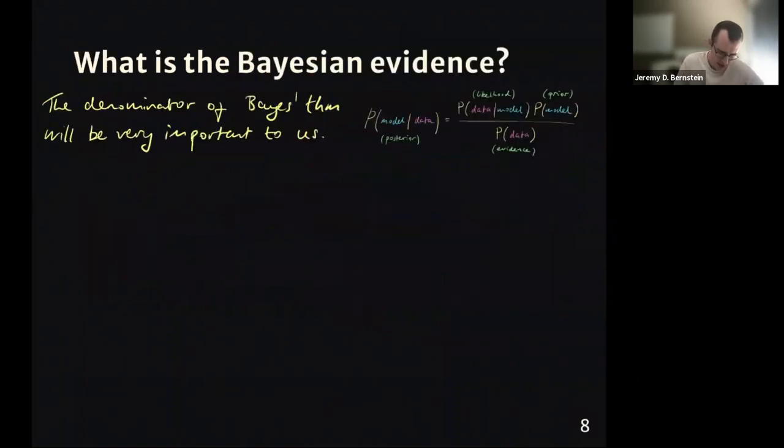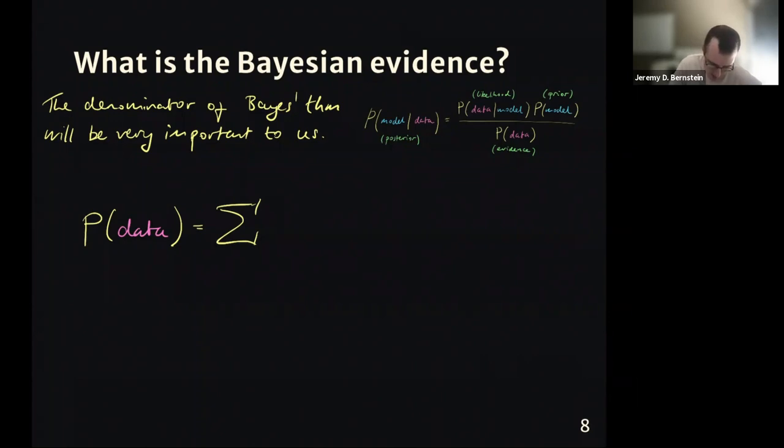Right, the denominator of Bayes' theorem will be very important to us, and I rewrote the theorem here. So what does the evidence, this term P of data, mean? It's like the probability of the data, but it doesn't mean the probability of just walking outside and someone hands you that data. It specifically means what's the probability that any model in our family gives us that data. So it's the normalization constant.